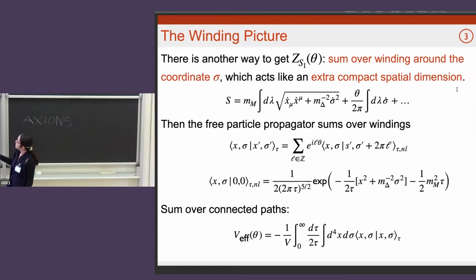So the action here would look the same as before, except we also have an extra term from this compact spatial dimension. Now our free particle propagator needs to sum over the windings from x to x prime, but also, it's a typo, that should be x prime, and also theta goes to theta plus 2 pi L. And the rest of the propagator has a similar form to before. And so now we'd want to sum over the connected paths again. And if we do the same type of calculation, what we end up finding is the exact same answer. So whether we compute this by integrating out a tower of heavy states and then Poisson resumming, or by summing over the connected paths, we end up with the same thing.